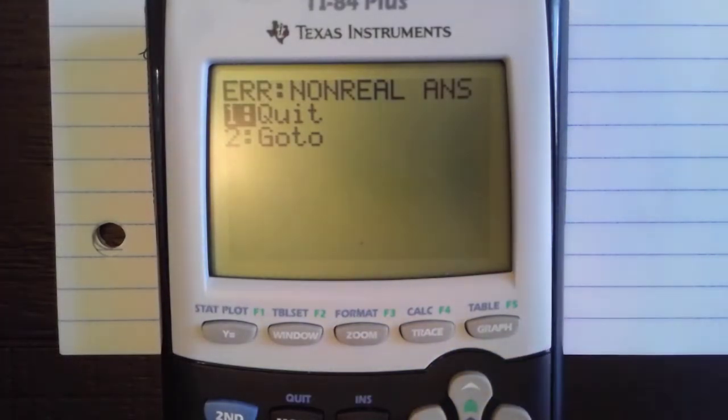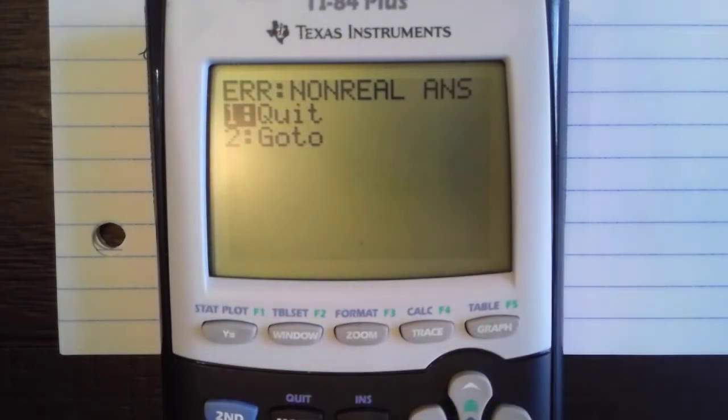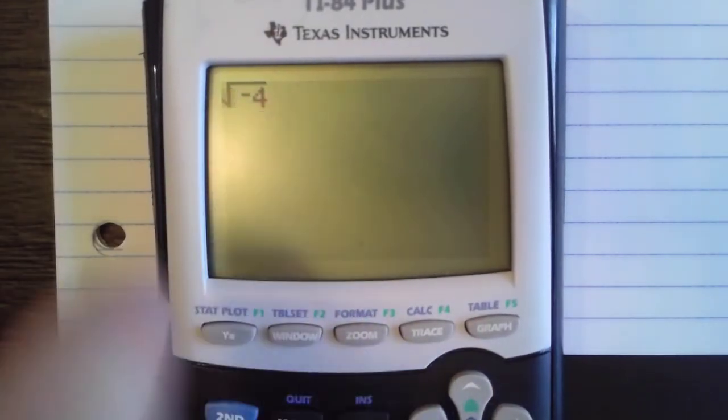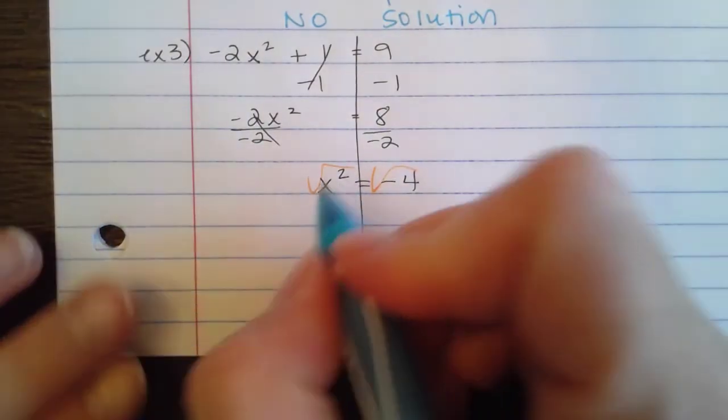But we're not going there today. We're going to say there is no solution. So at this point, there's no real solution. There's no solution. And if you say go to, it'll say this is the problem. This is the issue. So at that point, there's no solution.